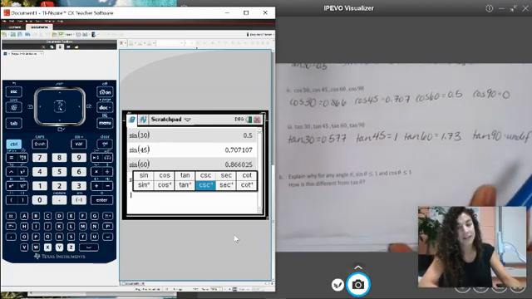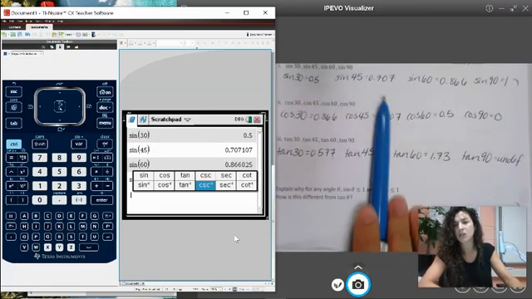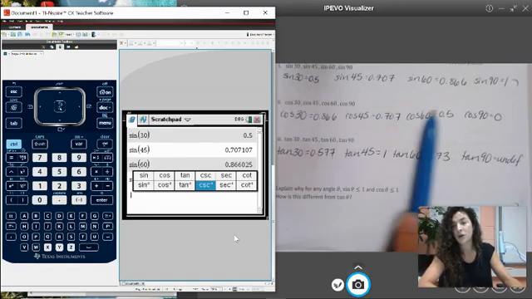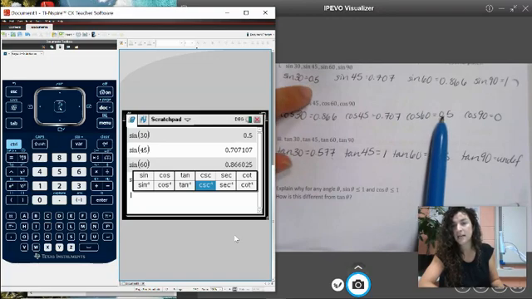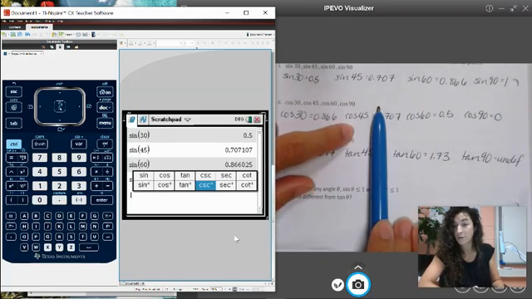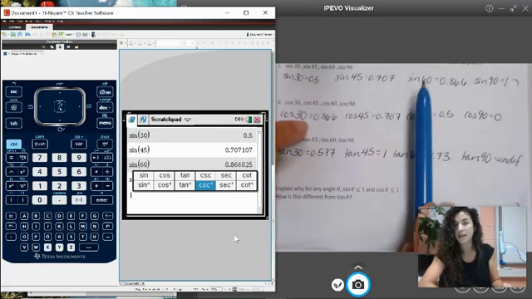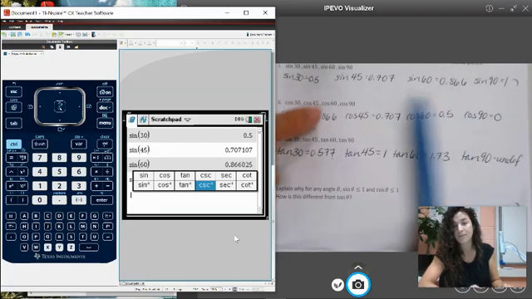Now, the question here is a little bit less straightforward, but hopefully you notice some things that are going on with sine and cosine. Notice that sine of 30 and cosine of 60 are the same. Notice that sine and cosine of 45 are the same, and then sine of 60 and cosine of 30 are the same.